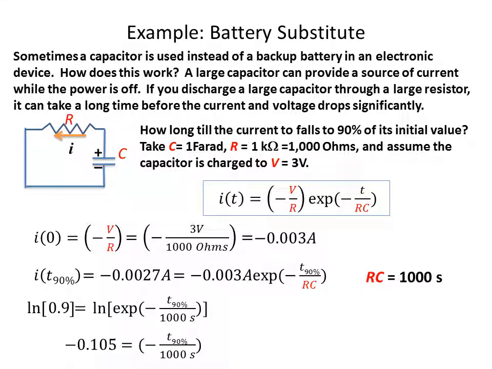Then the natural log of the left side gives you minus 0.105. The natural log of an exponential just brings out the argument of the exponential. And solving that for t 90% is equal to 105 seconds. So it will take 105 seconds before the current drops to 90% of its original value.